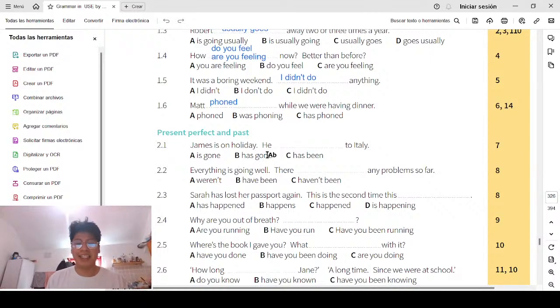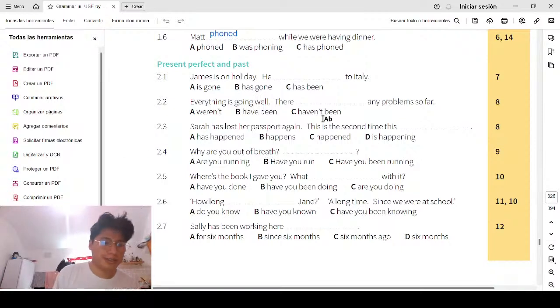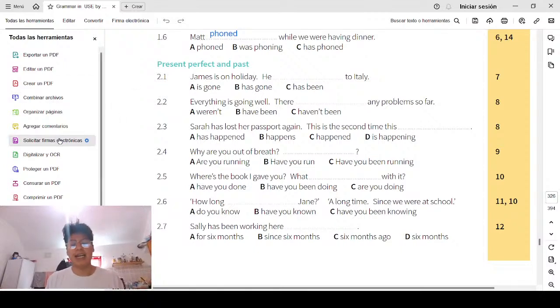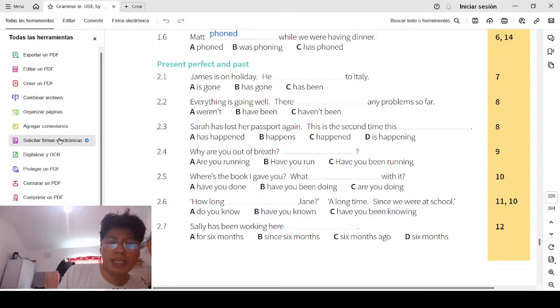Okay. The next section is the present perfect and past. That's interesting. I like this section because maybe it makes my mind blown. So, present perfect and past. The first one. James is on holidays. He's gone to Italy, or maybe he has gone to Italy, or maybe he has been to Italy.